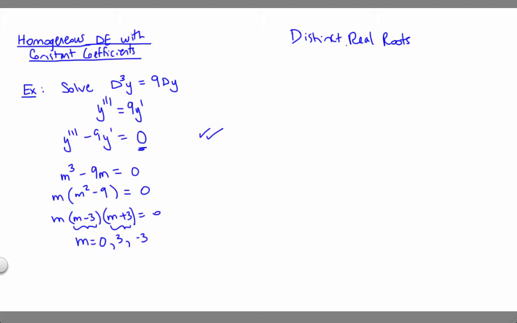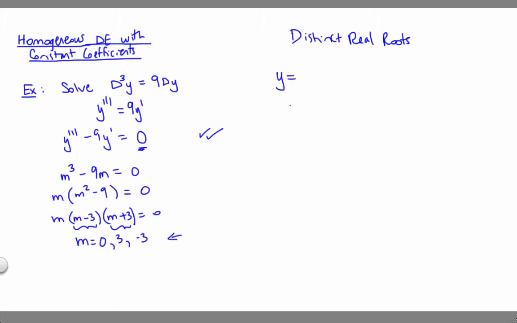So I would make a point of saying that we've got distinct real roots. Distinct meaning there's no repeats here when we list the different roots. Real roots meaning we're not seeing any complex solutions at this point. Okay, so we can write down our general solution.